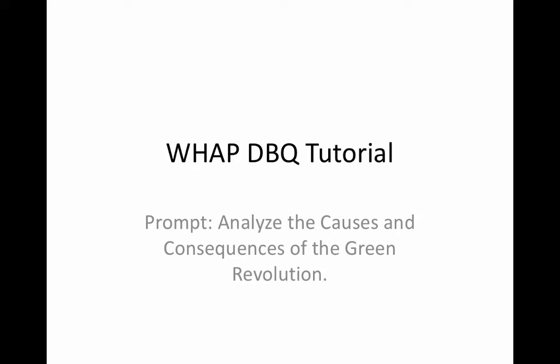It was: analyze the causes and consequences of the Green Revolution. So what was the Green Revolution? The Green Revolution was a technological innovation that took place back in 1945. Its founding father was a man named Norman Borlaug. What Norman Borlaug did was he started playing around with genetic modification of foods in order to try and provide a way to solve global hunger. So we're going to take a look at using this particular prompt in order to set up a DBQ.